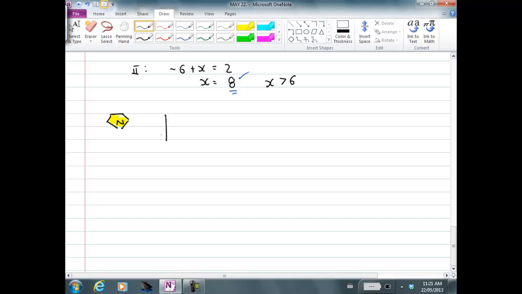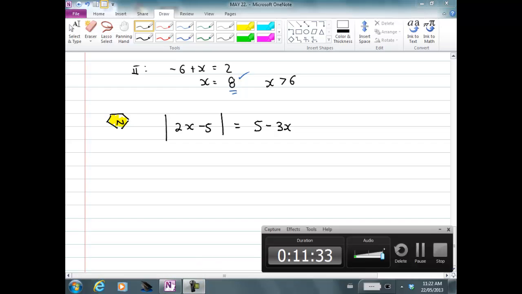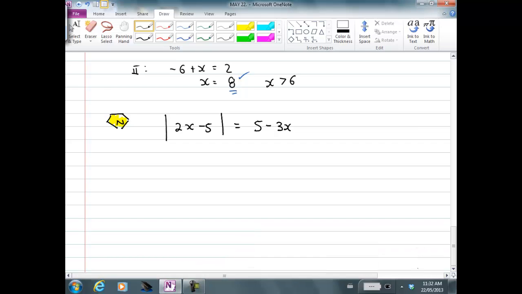Absolute 2x minus 5, absolute, equals 5 minus 3x. I'm going to pause it. Let your rolls get the key. If I think about it, let's treat this as y right now. I'm going to treat this as y.